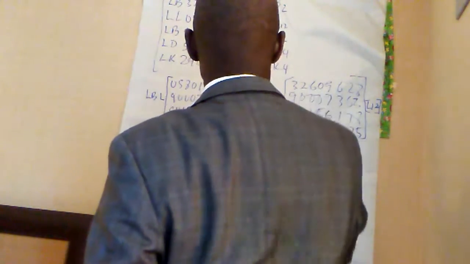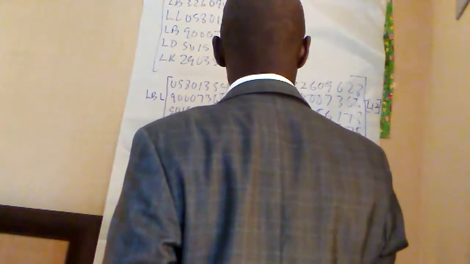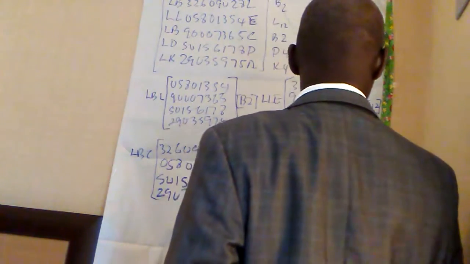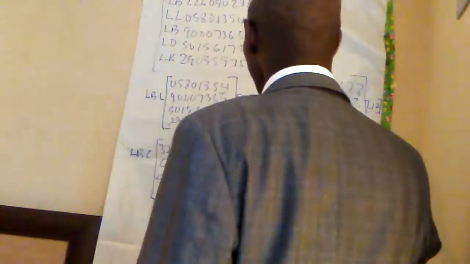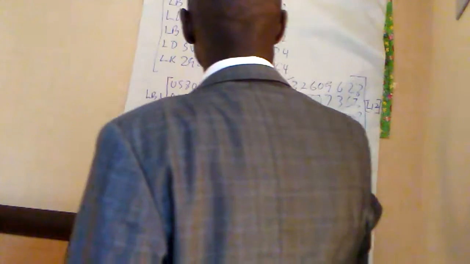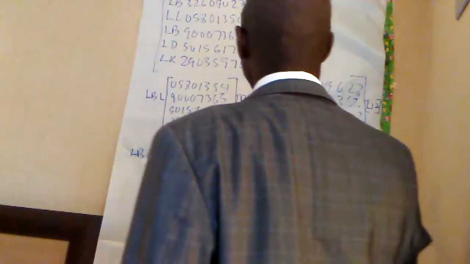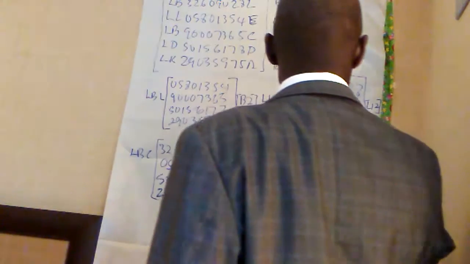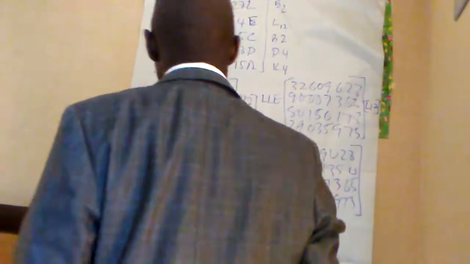For LBC we have a B2. That's separated in. So we have now the LDD operator. I hear the sound smooth operator. Know that the song Smooth Operator? Well, this process is very smooth. There we go, LDD. Smooth operator, 32609,028, 058 0135 4, 9000, 7365. Smooth operator, 2903, 5975.